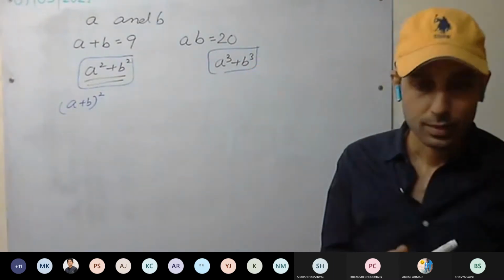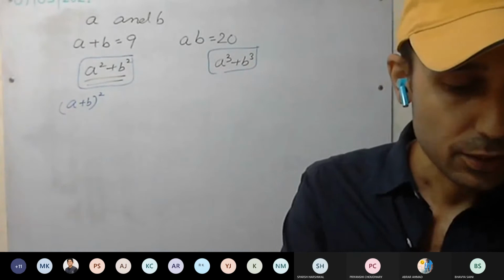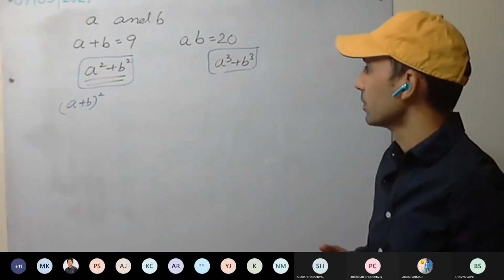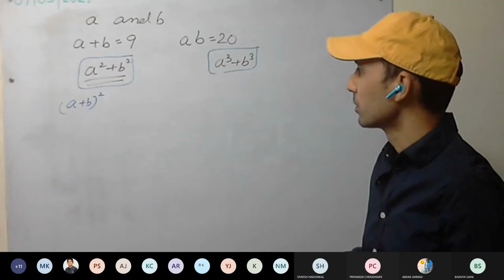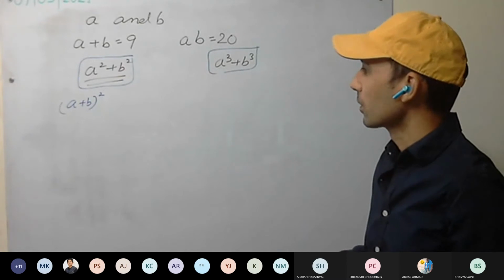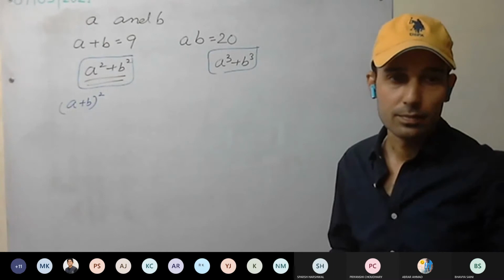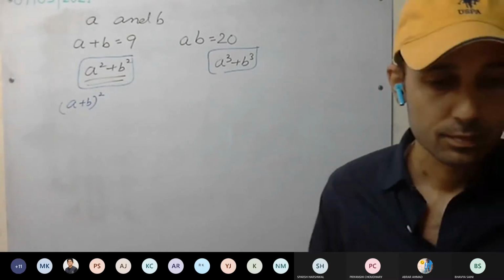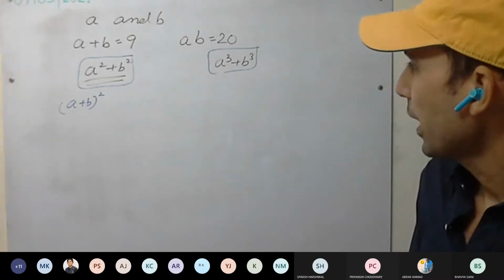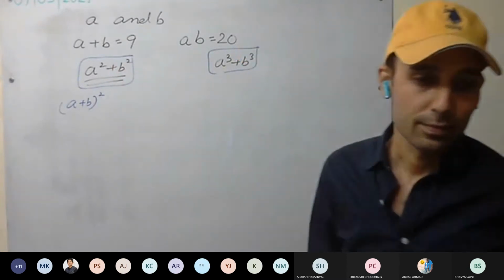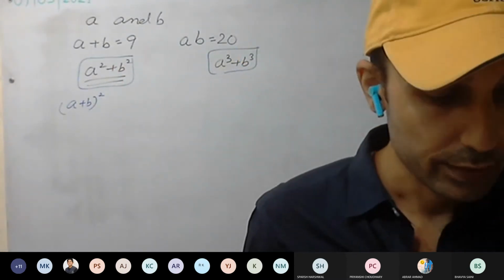That's it. So squares and cubes, find them out. Do it fast. A plus B, the whole square. Find it out. Anyone who hasn't got the answer for this one? A square plus B square. Anyone who hasn't got the answer for this one?